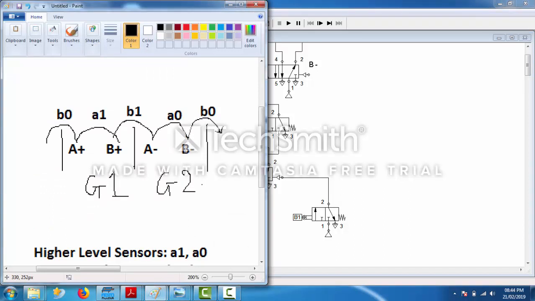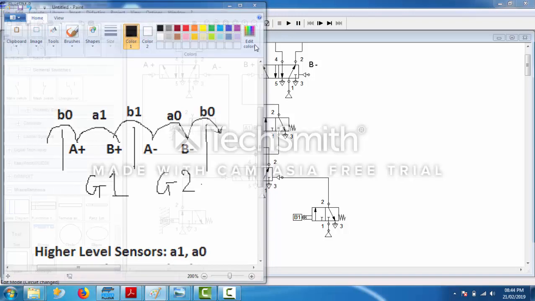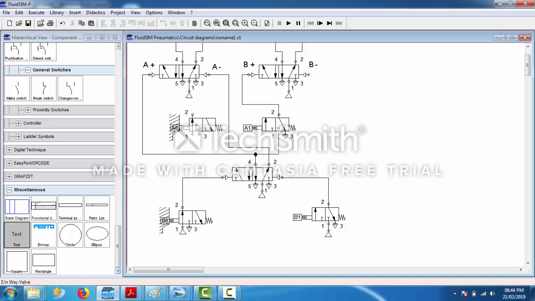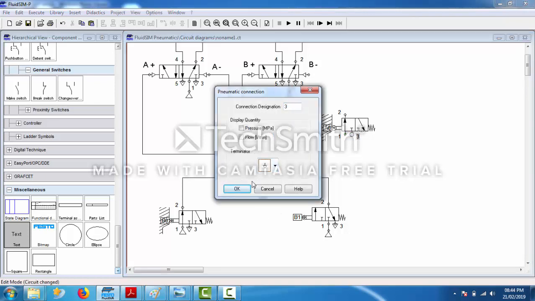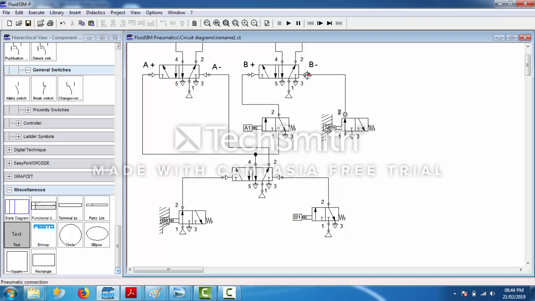After A minus, what is happening? B minus. But between A minus and B minus, which is the sensor used? A0. So we have to do B minus. But before that, we will have to use this sensor A0. So A0, 3 will be connected to exhaust, 2 will be connected to B minus, but 1 will be connected to the group power source. The group 2 power source is number 2. The group 1 power source is number 4. So this is done.